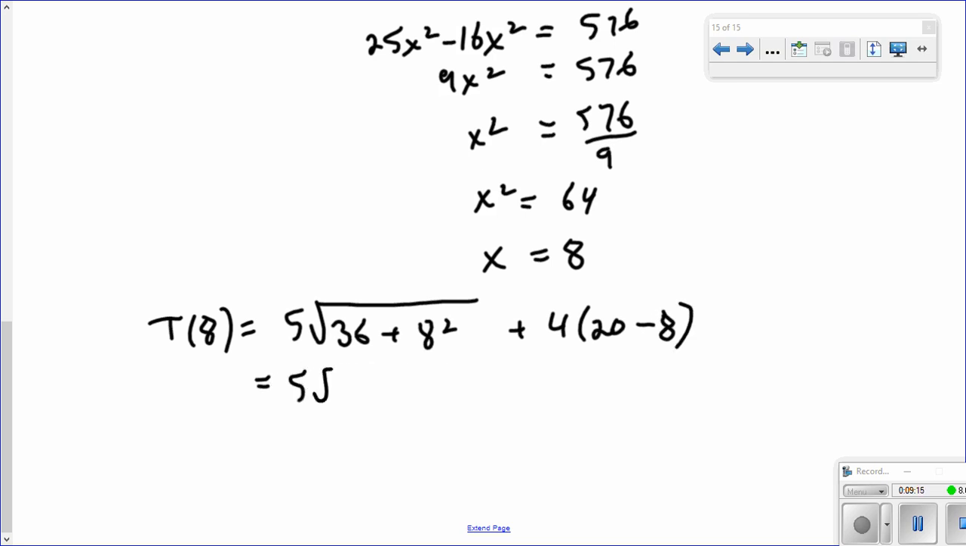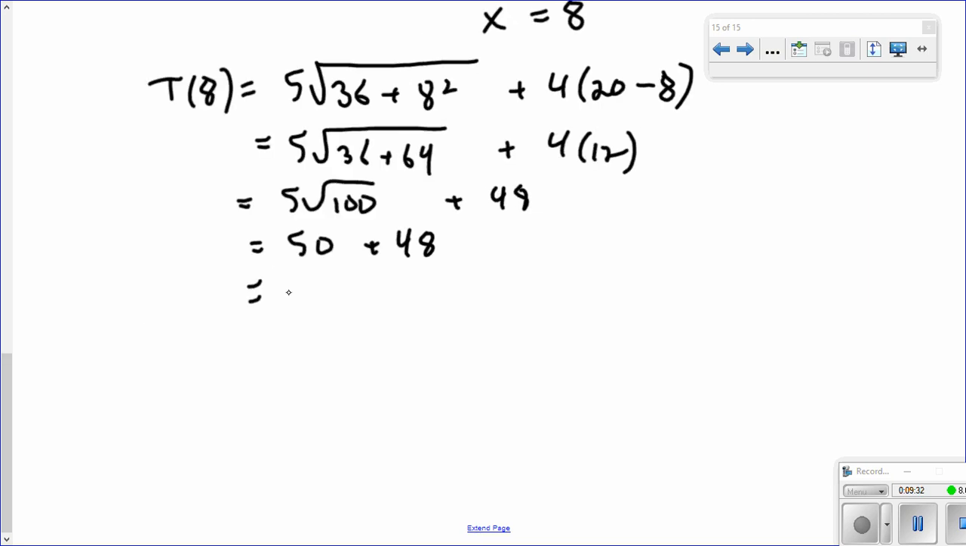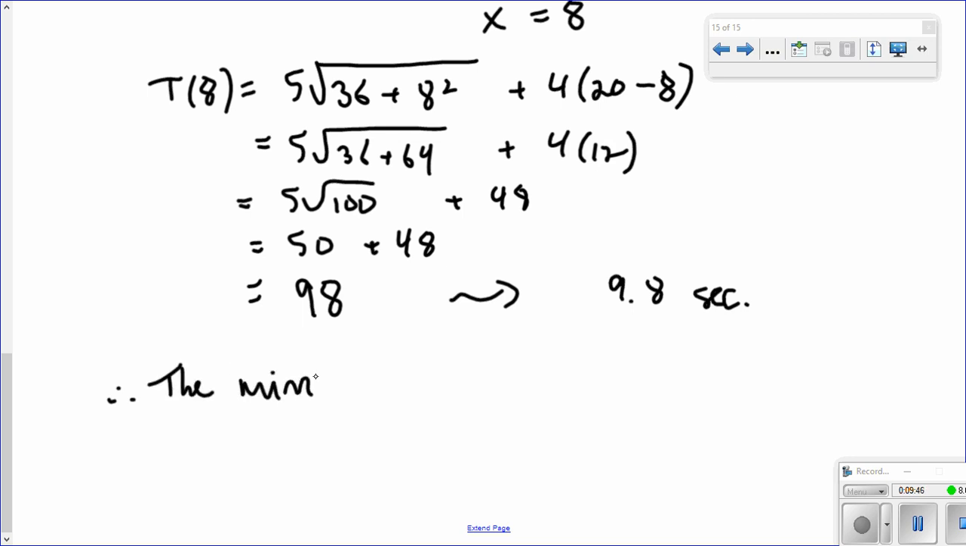And we've got 5, that's 36 and 64. And 4 times 12. We're going to have 5 times 10, or 50, plus 48 equals 98. And that's tenths of a second. That's 9.8 seconds. Final sentence here. The minimum time taken is 9.8 seconds.